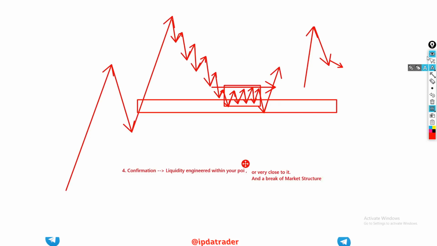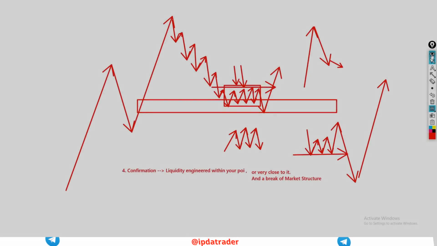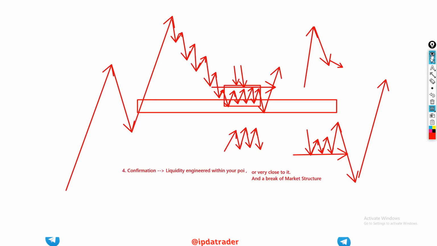You're going to wait for price to reach your POI with all the rules I gave you before. You're going to wait for the market to engineer liquidity, which could be in the form of consolidation or potential equal lows, that then get grabbed, and then the break. That's pretty much it. You need to wait for your confirmation, which is the grab of liquidity within your POI and the break of market structure. So now that you understand the four different principles of the strategy, let's go back to the charts.